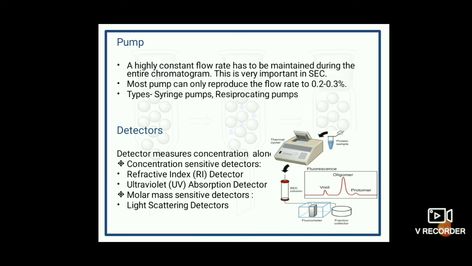Pump. The pump takes the solvent and delivers it to the rest of the system at a constant, accurate and reproducible flow rate. A highly constant flow rate has to be maintained during the entire chromatogram. This is very important in size exclusion chromatography. Most pumps can only reproduce the flow rate to 0.2 to 0.3%. Types of pumps used in size exclusion chromatography are syringe pumps and reciprocating pumps.